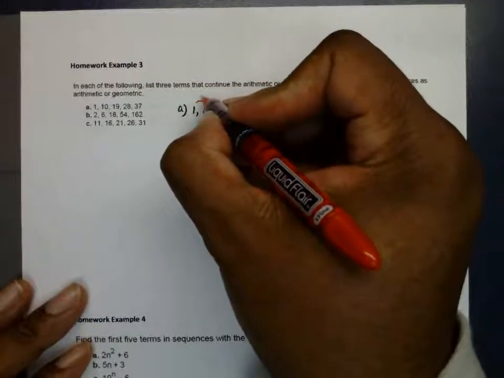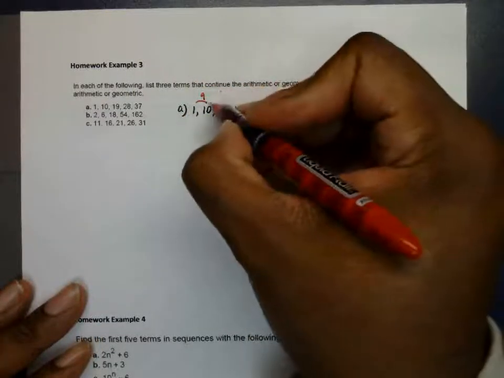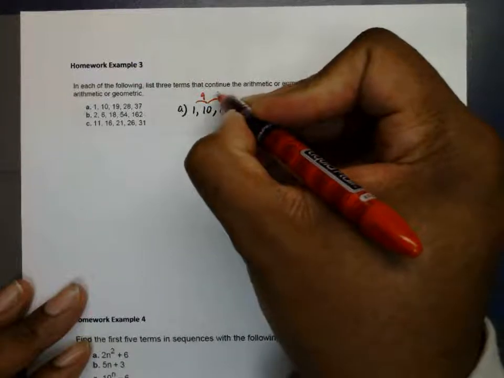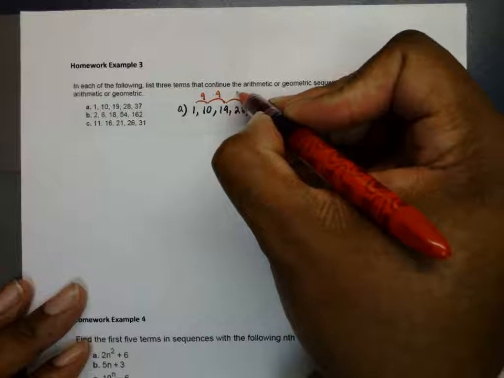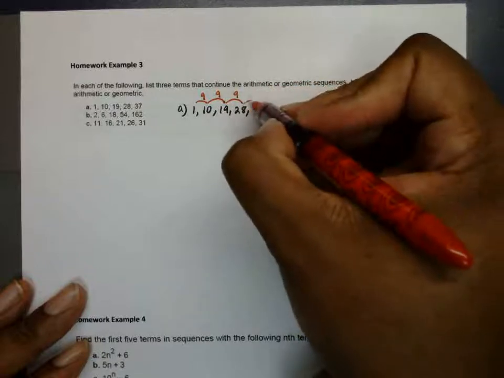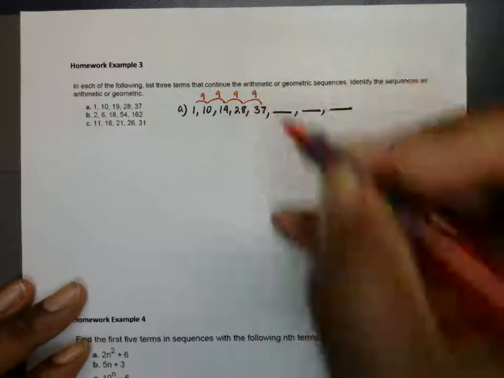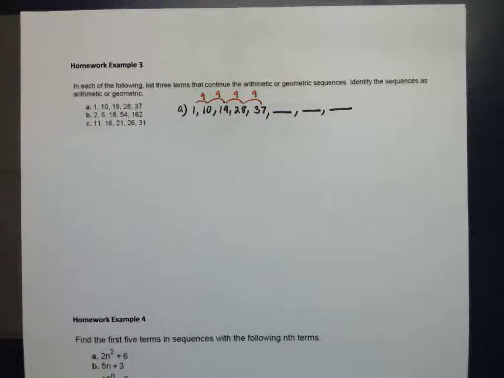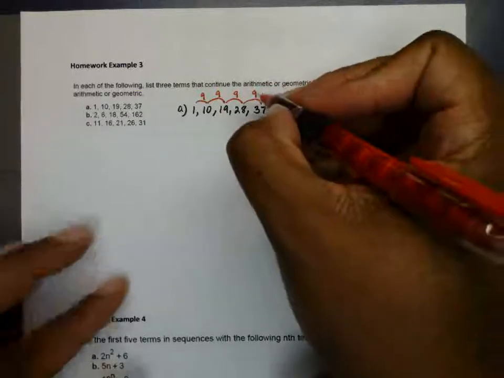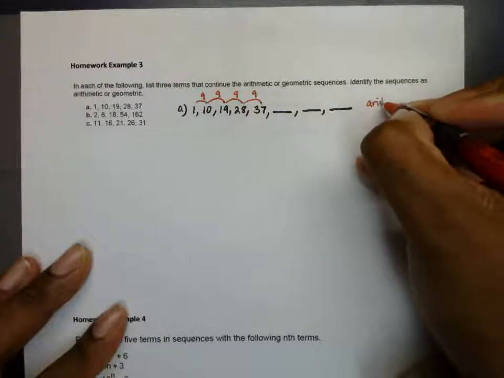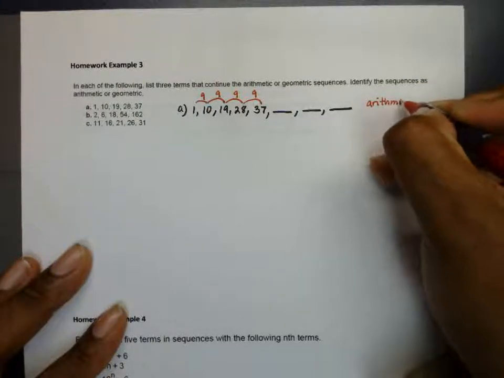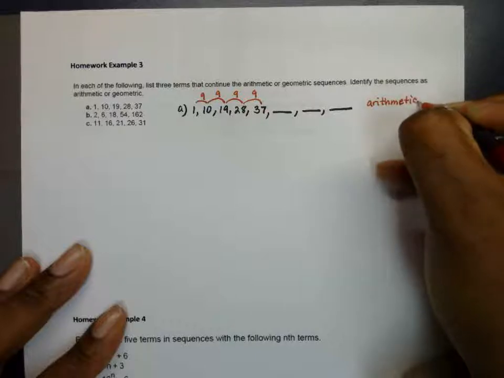Between 1 and 10, that difference is 9. From 10 to 19, that's a difference of 9. From 19 to 28, that's a difference of 9. From 28 to 37, that's a difference of 9. So that means we have an arithmetic sequence because we're adding the same number each time.